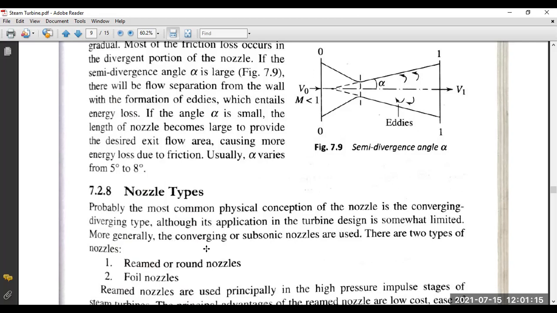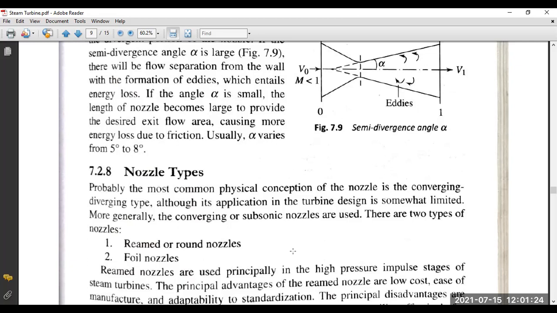Means the cross-section area of the nozzle is decreasing from the inlet to outlet. Generally, this type of converging nozzle is only of two types: rifled or foil nozzles. Rifled means there may be certain helix or reverse helix inside the nozzle so that the flow gets a circulation or revolution. And then foil nozzle, there will be certain foils kept inside the nozzle to control the direction of flow of the fluid itself.